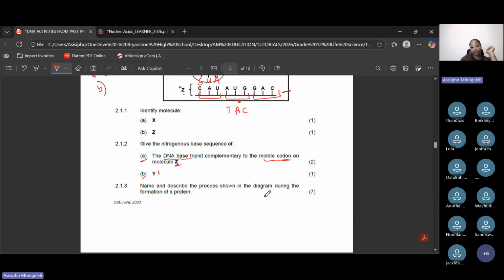The teacher is very sad. Name and describe the process shown in the diagram during the formation of protein. I need someone to assist us. Let's look at the mark allocation. 7 marks. We're not skipping this one. We need that 7 marks. Tandazo, what did you say?